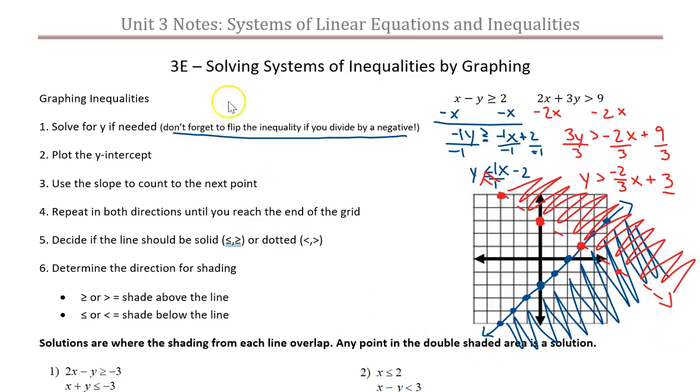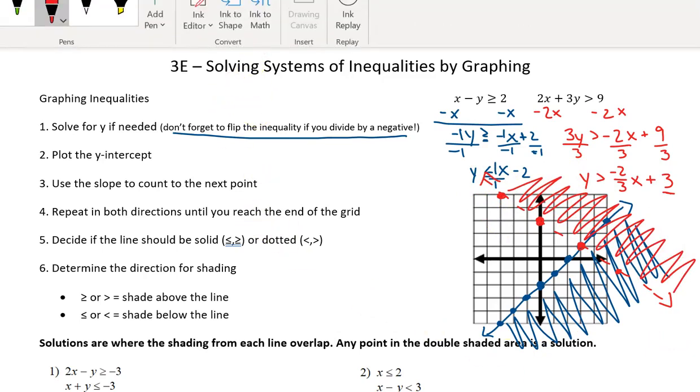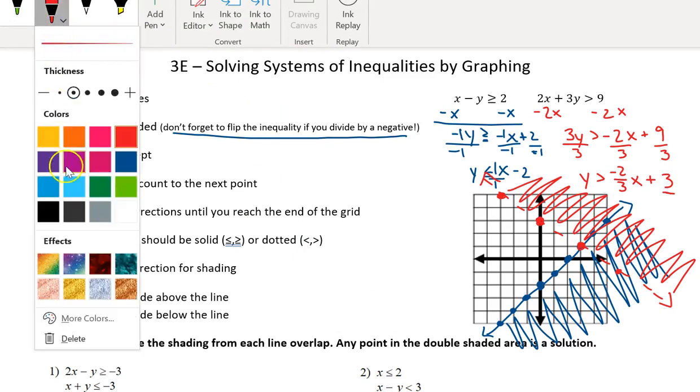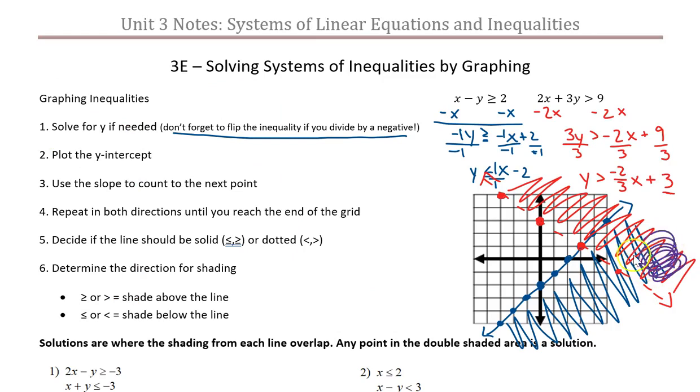And the solution to my system is anywhere those two lines cross. So let me see if I can get a purple pen, because red and blue together, everywhere they cross, is purple. That is the solution to my inequality. So any point that falls in that purple shaded area is my solution.